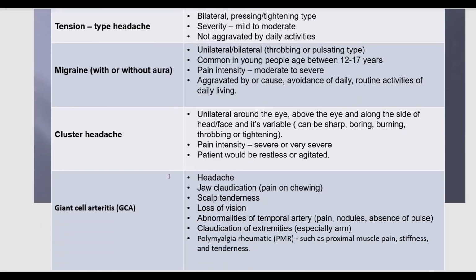So what is the management plan for the cluster headache, guys? Oxygen and subcutaneous sumatriptan. Yes, very simple, and oxygen. So can we give the oral sumatriptan? No. We need to give the subcutaneous one.